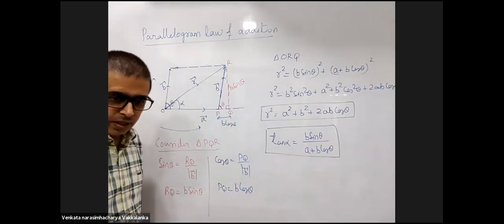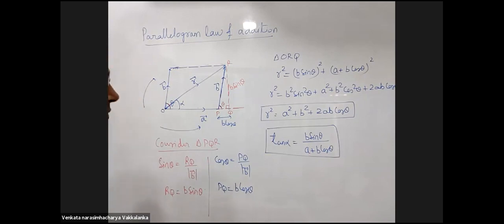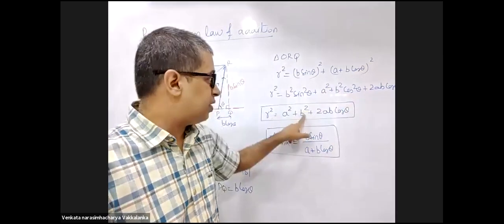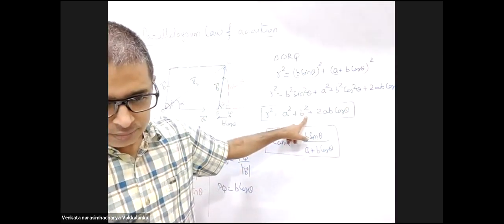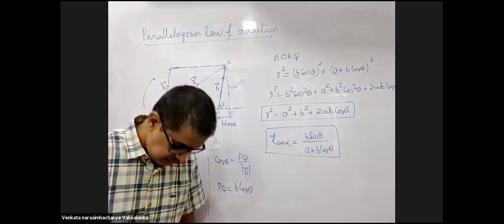Excuse me, sir. How did we get B square? B square sine square theta plus B square cos square theta will be B square. Yes, sir. Sine square theta plus cos square theta is 1. You are aware of it? Yes, sir.